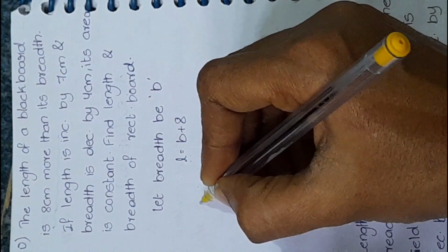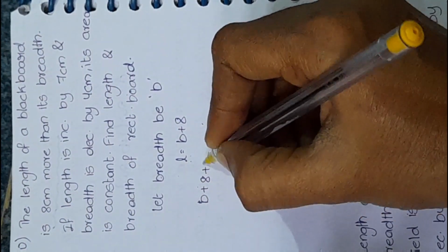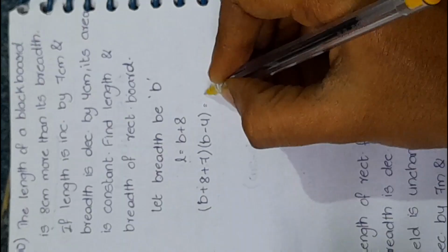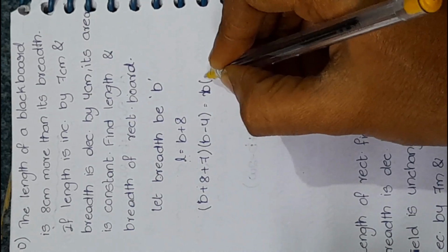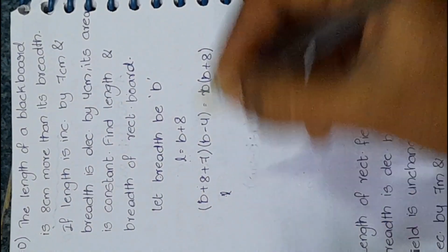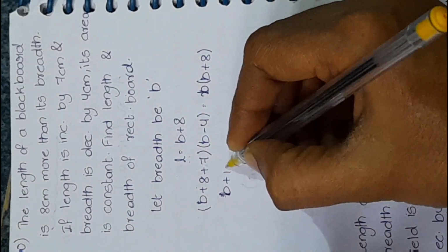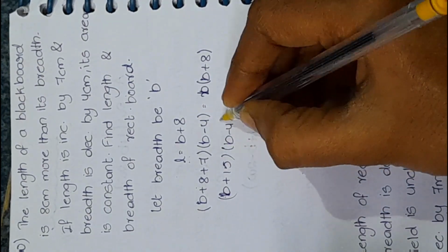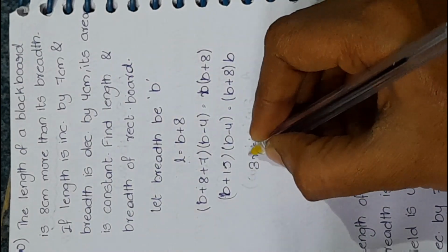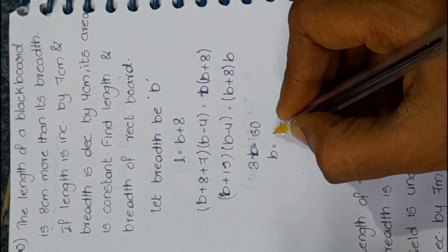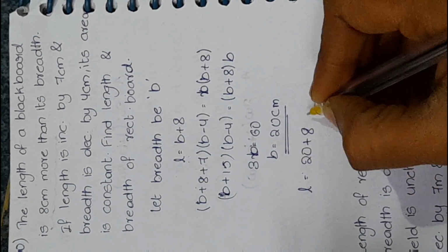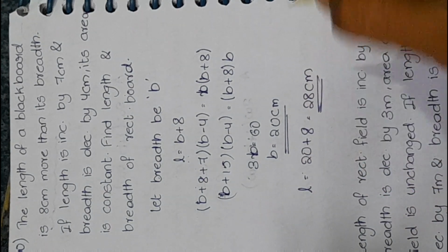Now as per the question, that is B plus 8 plus 7, increasing the length by 7 and decreasing the breadth by 4, the area remains constant. That is breadth into length, where length is B plus 8. So (B plus 15) into (B minus 4) is equal to (B plus 8) into B. Now 3B is equal to 60 and B is equal to 20 centimeters. B is the breadth. Length is equal to 20 plus 8, which is equal to 28 centimeters.